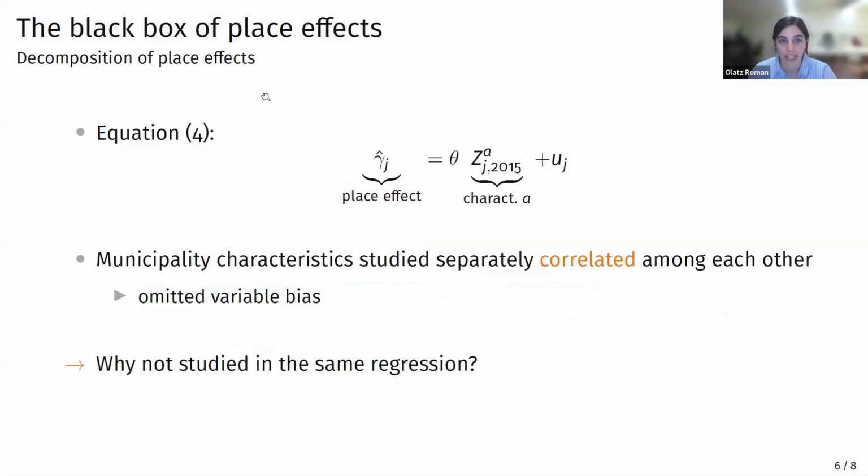And then one last thing is that when you're doing this decomposition, what I was thinking is that many of these municipality characteristics could be correlated among each other. So instead of having these separate regressions, I was wondering what would happen if you just had them all together. I guess that the results could be looked at in a very similar way, and it would alleviate some concerns about omitted variable bias, for example.